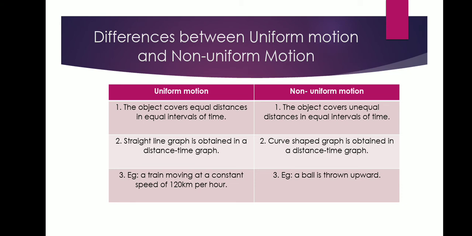Yes, here we have difference between uniform motion and non-uniform motion. The object covers equal distance. In case of uniform motion, the object covers equal distances in equal interval of time, as I said earlier. But in non-uniform motion, object covers unequal distances in equal interval of time. Then number 2, straight line graph is obtained in a distance time graph. In uniform motion, straight line graph is obtained in a distance time graph. Let's write here one graph.